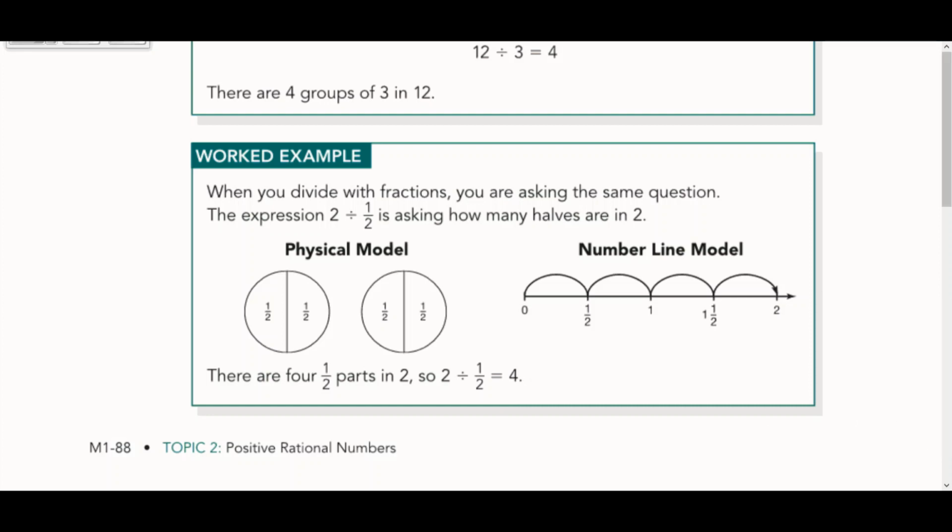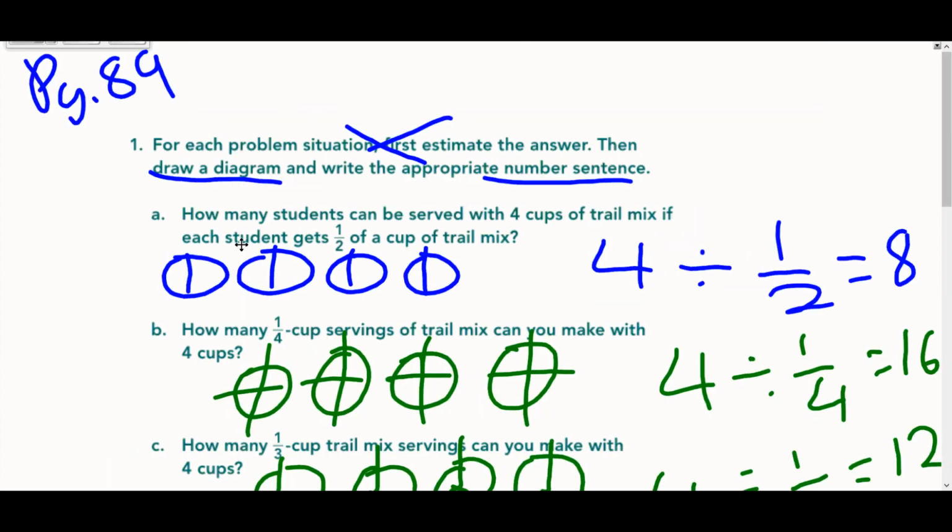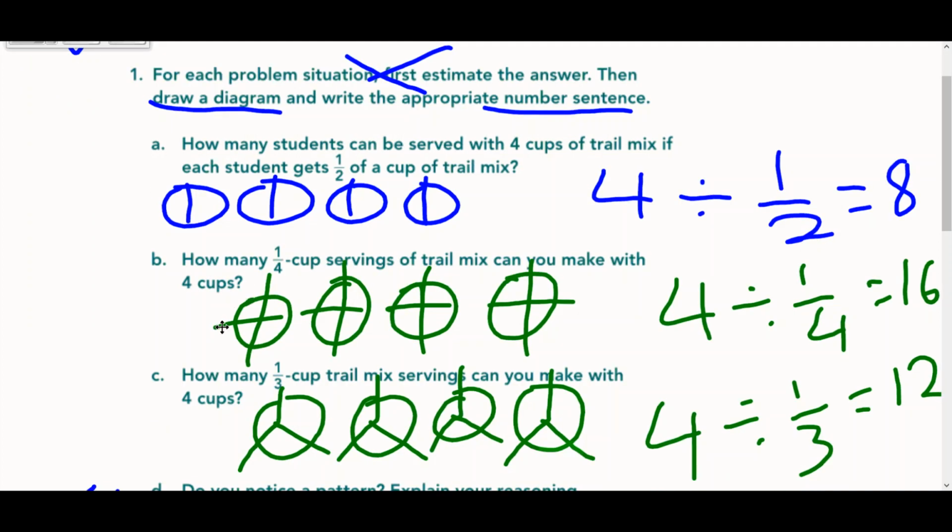Then I turned you loose on solving a few of these. We have 4 groups, and I divide them into halves. So I have 8 groups. And then the same thing, I had 4 cups breaking into quarter servings. I've got 16. And if I have 4 cups and break them into thirds, I have 12.